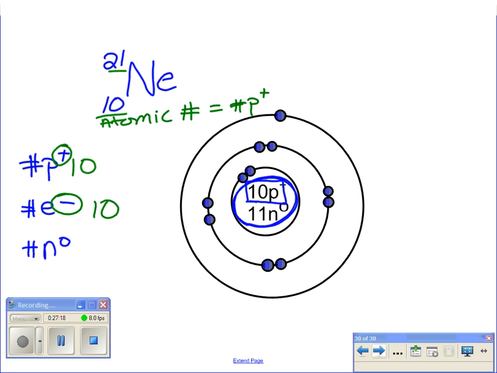And then the mass number up here is the number of protons plus the number of neutrons. So then I can just subtract the two, because I know this is the number of protons. So if this is the number of protons, if I subtract that from 21, then I know how many neutrons I have. 11.